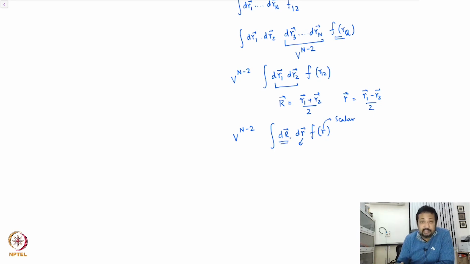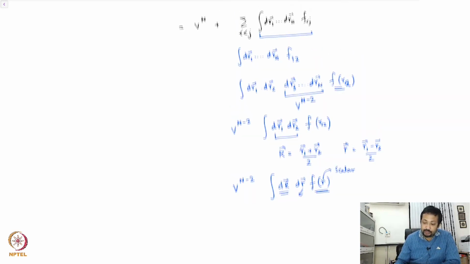This part I can easily integrate because the integrand does not depend on the center of mass coordinates. So this center of mass coordinate is also allowed to have the whole of the volume, and so you take out another factor of volume and this becomes V to the power n minus 1 times the integral dr f of r. Correct?